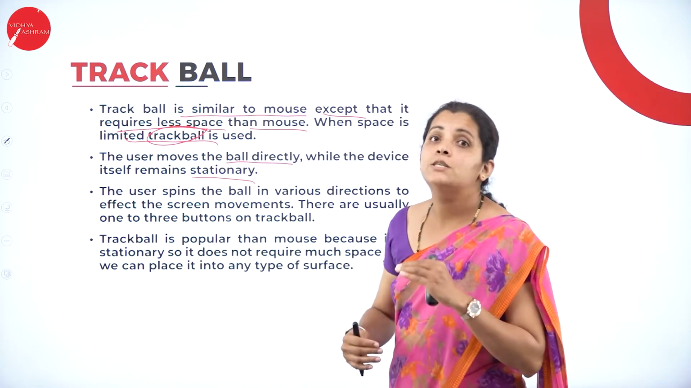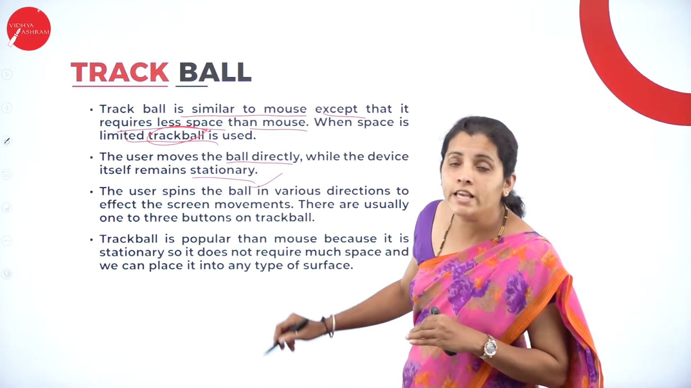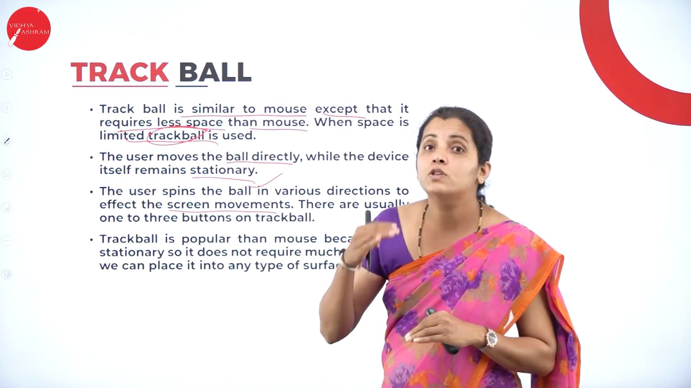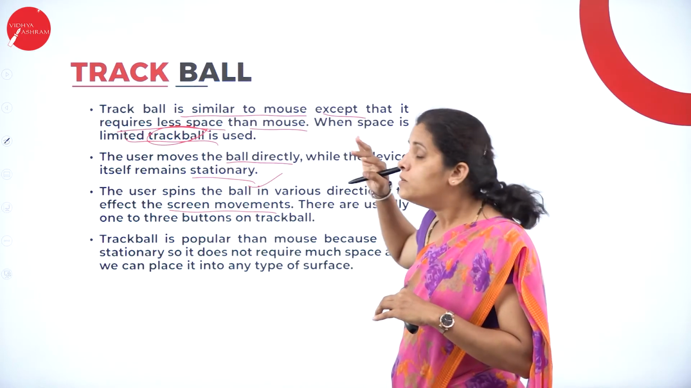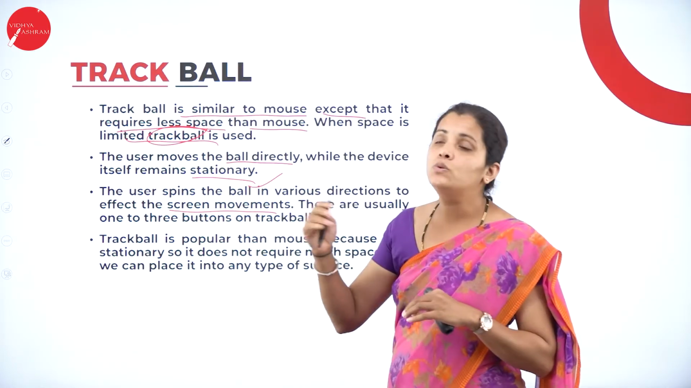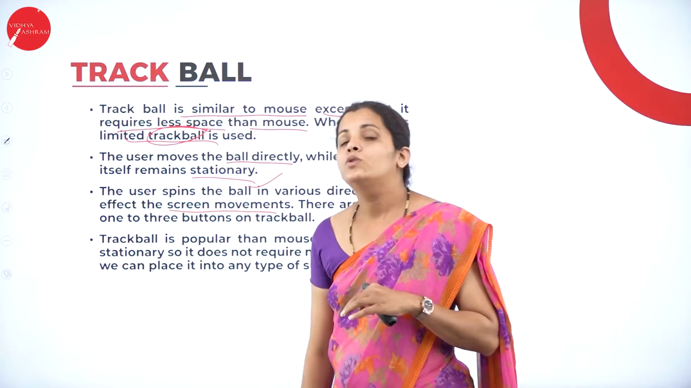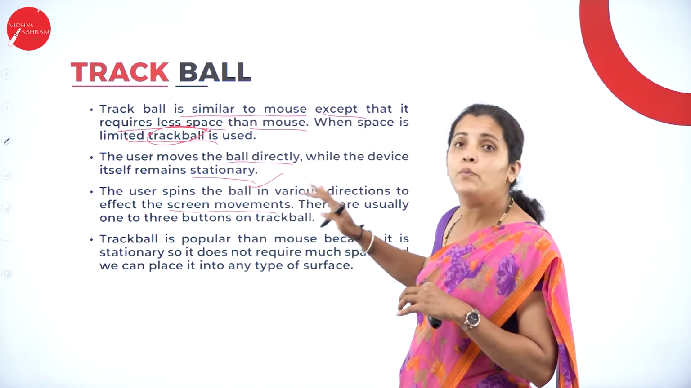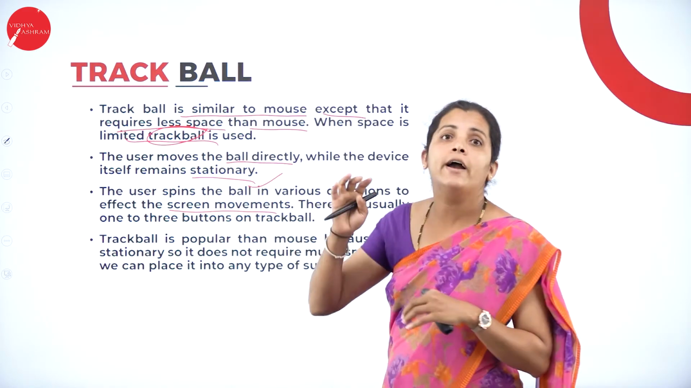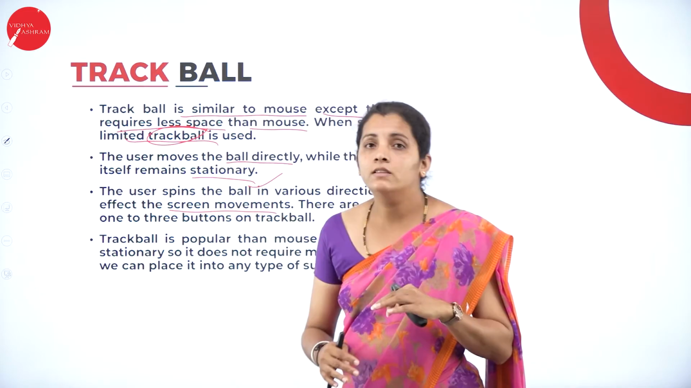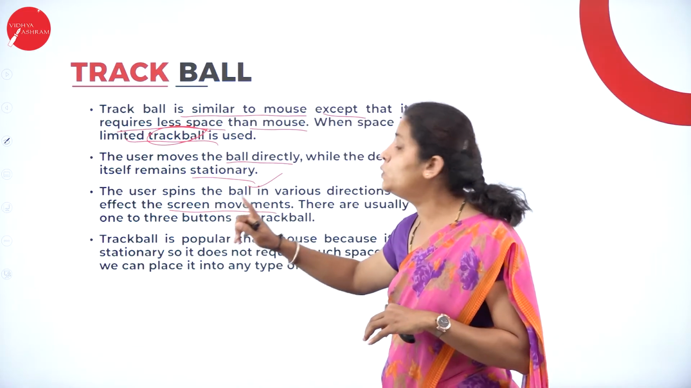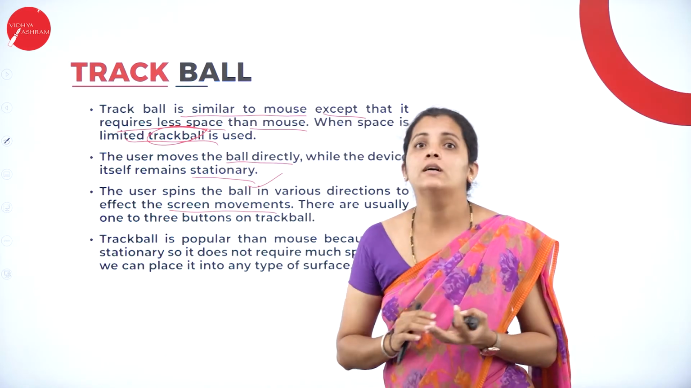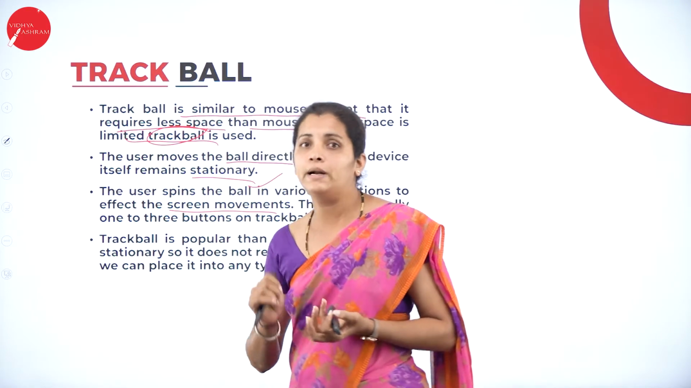The user spins the ball in various directions to affect the screen movement. Suppose the user wants to move the screen, then the user spins the ball. So it is the responsibility of the user to spin the ball in various directions to affect the screen movement. There are usually 1 to 3 buttons on a trackball.